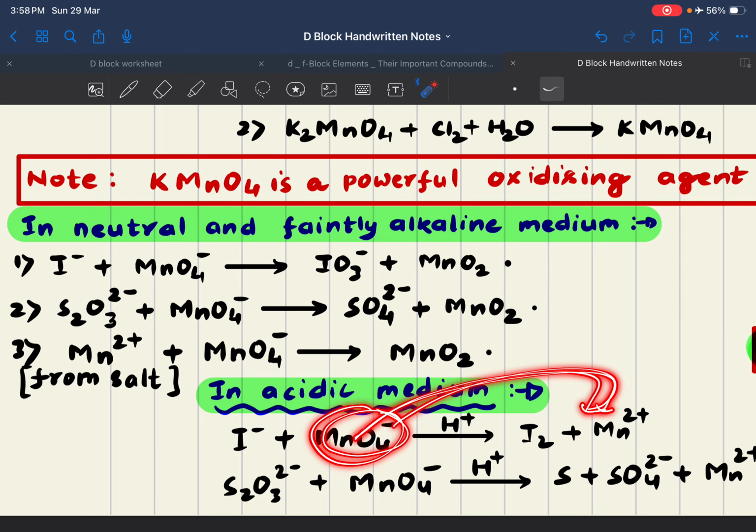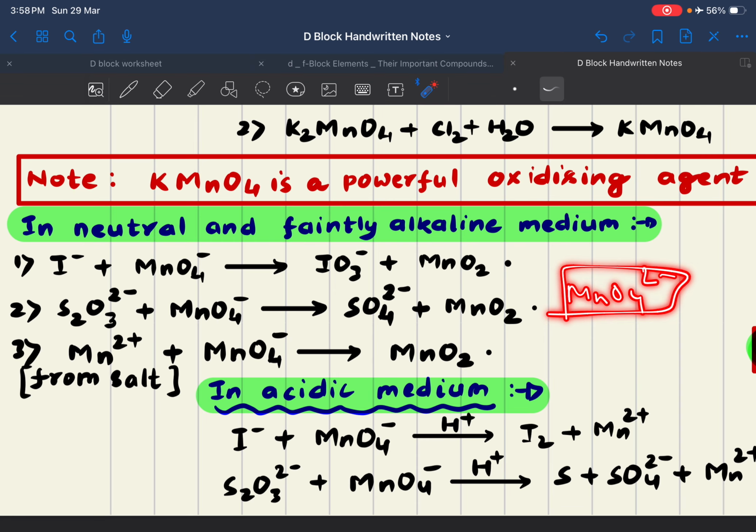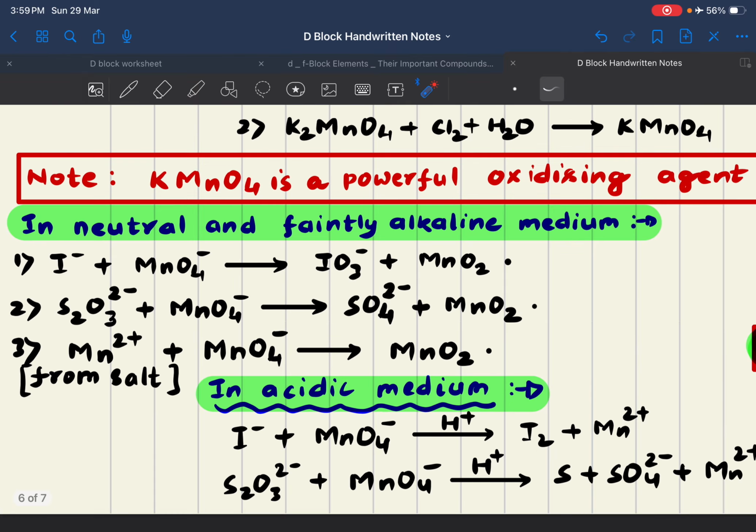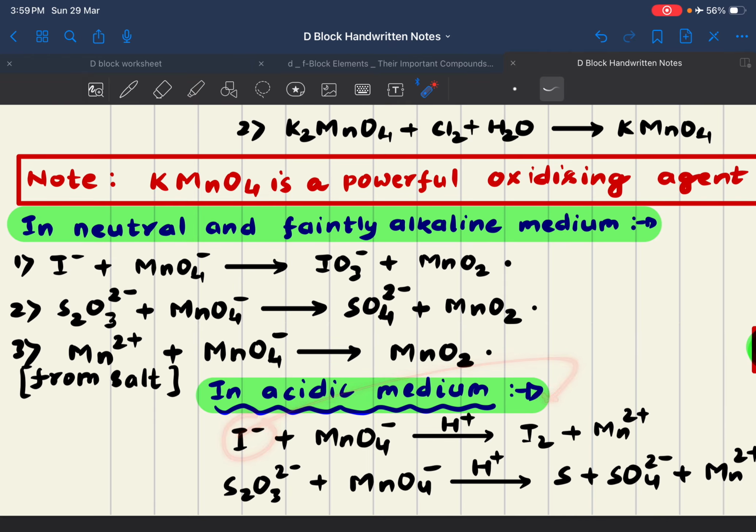Mn2+. So you have to remember this too. In acidic medium, MnO4 minus changes into Mn2+. In neutral or faintly alkaline medium, it changes into MnO2. In strongly alkaline medium, it will change into MnO4 2 minus, the manganate ion. So I minus changes into IO3 minus, thiosulfate S2O3 changes into sulfate ion, and Mn2+ from any salt will directly change into MnO2. In acidic medium, I minus will change into I2, thiosulfate will change into sulfur and sulfate. Okay, they have undergone oxidation.